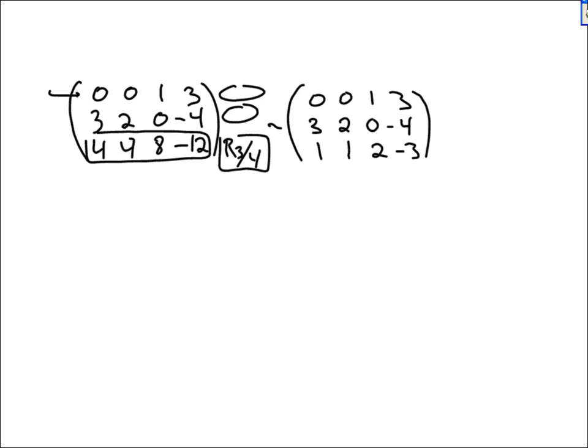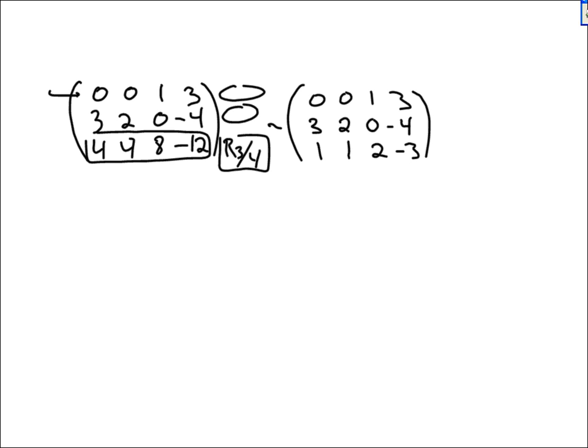I like ones. Not because I want the first non-zero entry to be a 1. Okay, let's go over that. A lot of books, a lot of teachers are going to tell you, you have to get that leading entry to be 1 at the very beginning. Well, that might create fractions.